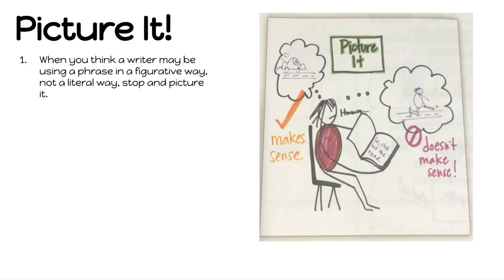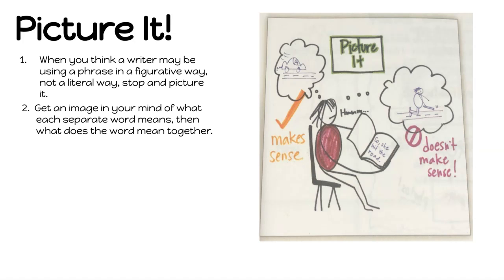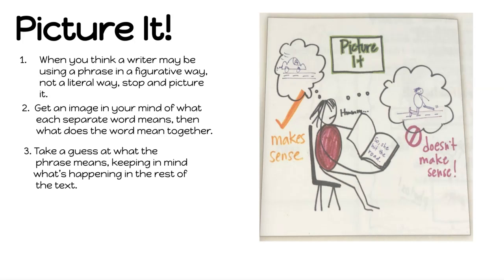So when you think a writer may be using a phrase in a figurative way, not a literal way, you need to stop and picture it. You need to get an image in your mind of what each separate word means and then what the words mean together. You can take a guess at what the phrase means, keeping in mind what is happening in the rest of the text.